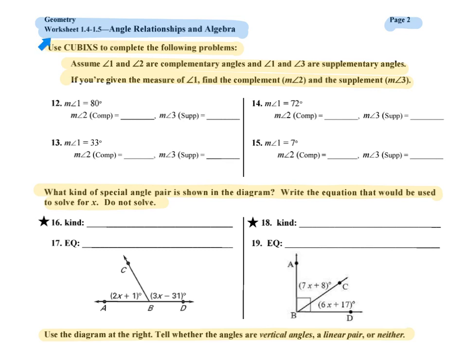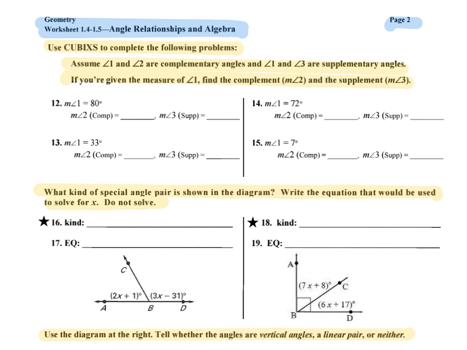All right, gang, we're on worksheet 1.4, 1.5, angle relationships and algebra. We're working on page 2. I just want to point out a couple things in this first section before we get to the starred questions, 16, 17, 18, and 19. Questions 12 through 15 ask you to complete the following problem.